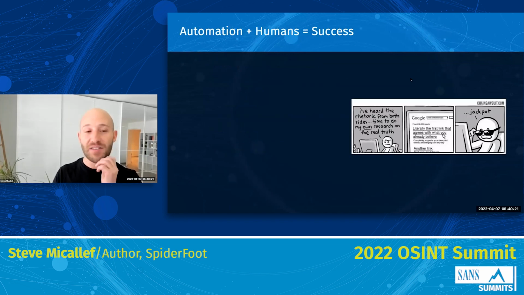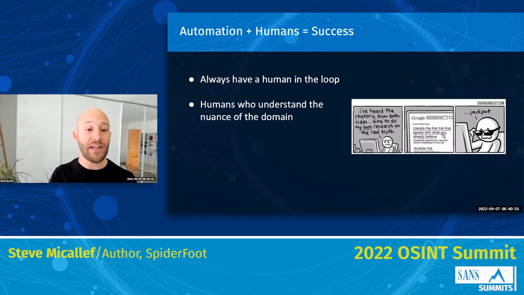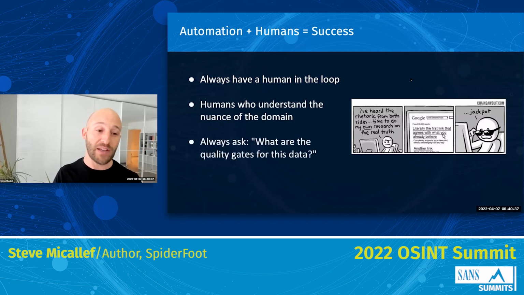So my answer to this is basically, bring automation together with humans, right? So present humans with data and give them the tools to work through that data. Always have a human in the loop, in my view. Make sure that human understands the nuance of the domain and knows how to work in the domain and the challenges there and where they can get tripped up. And always ask yourself, what are the quality gates of the data? Understand what it is that makes the data accurate or potentially false. And of course, check the bias.